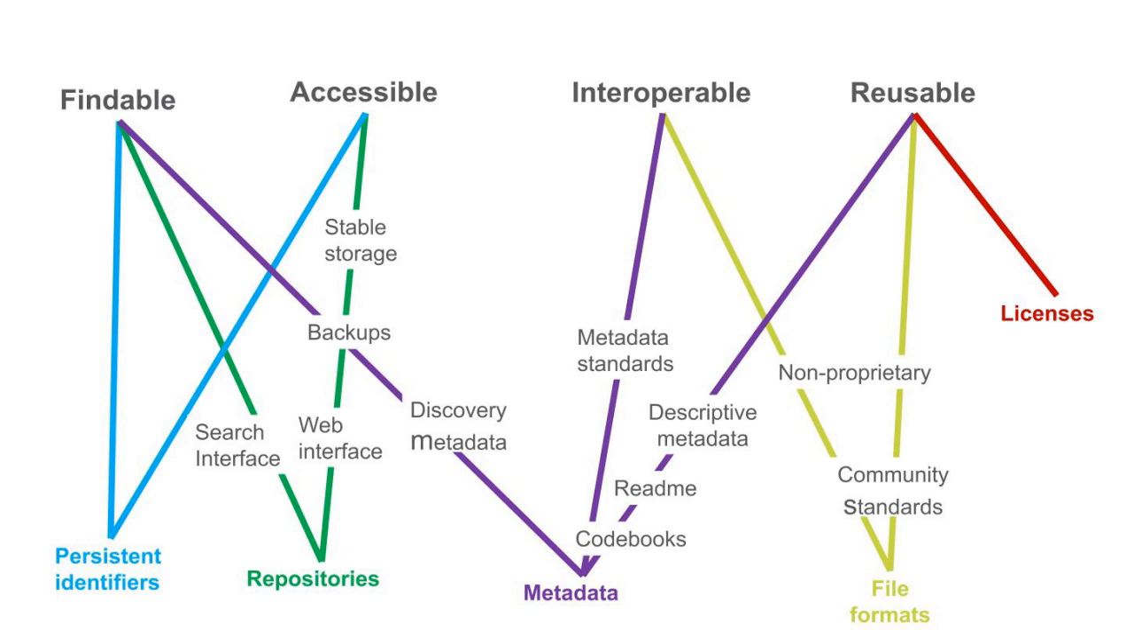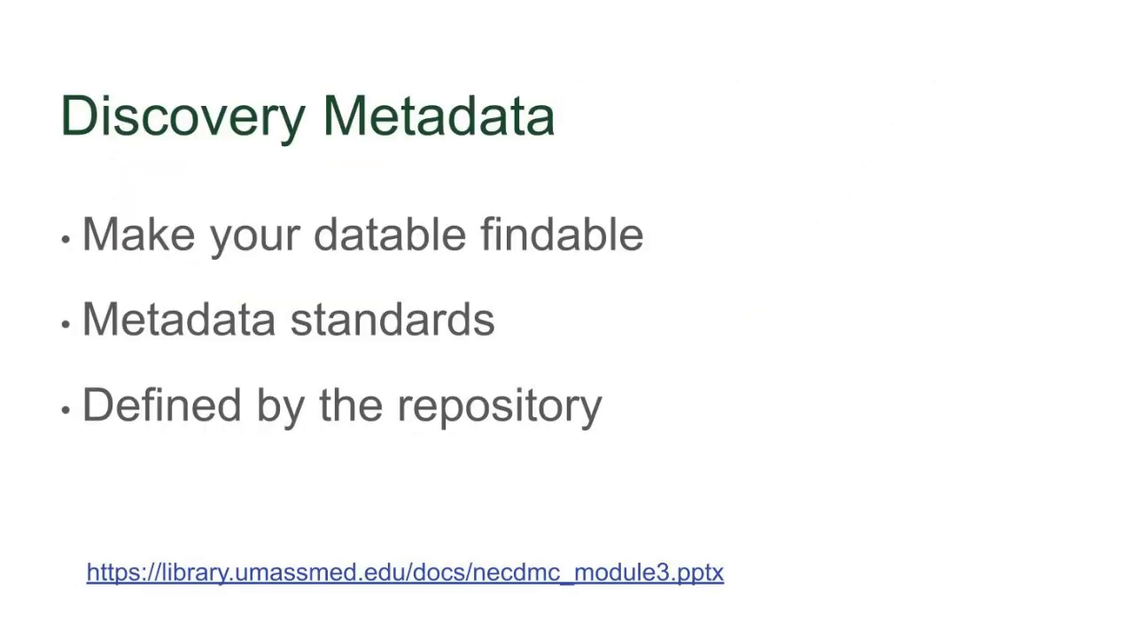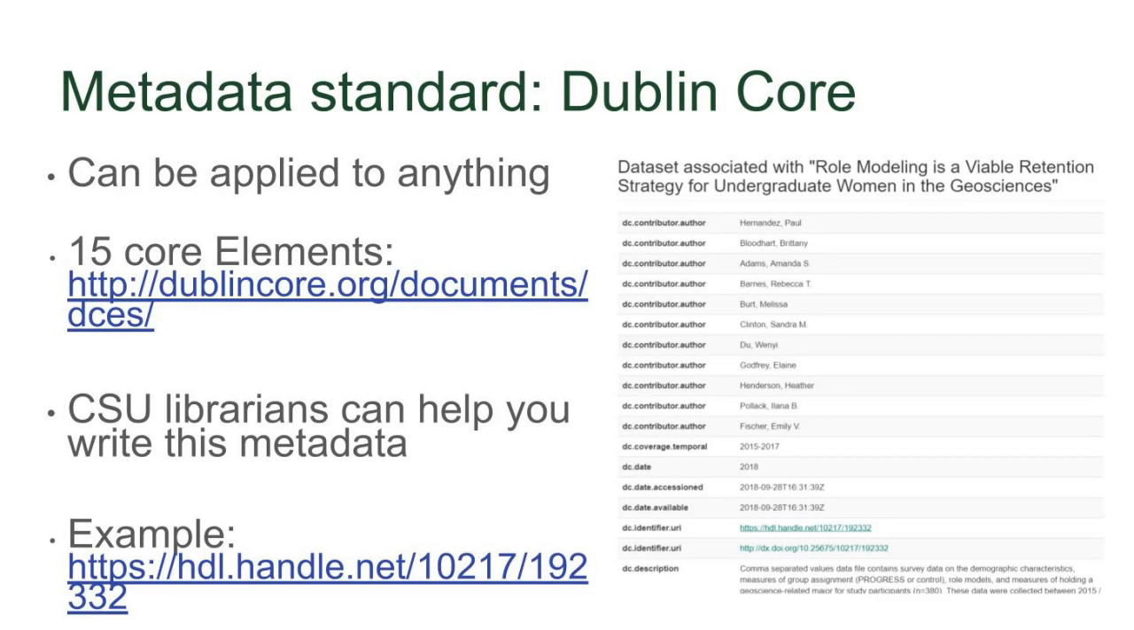Okay, finally, let's discuss findability. The only factor that we haven't discussed is discovery metadata. Discovery metadata is intrinsic to the repository system that you're using. As such, each repository has a defined standard that it uses to populate the metadata and make your data findable. We use the Dublin Core Discovery Metadata Standard in the CSU Digital Repository because it can be applied to anything.